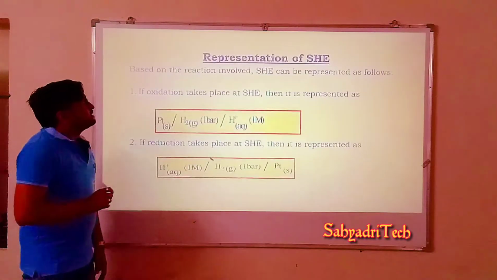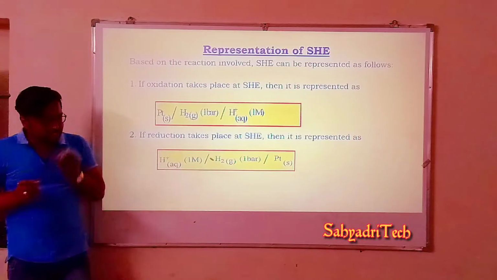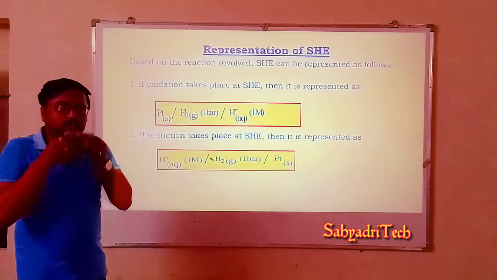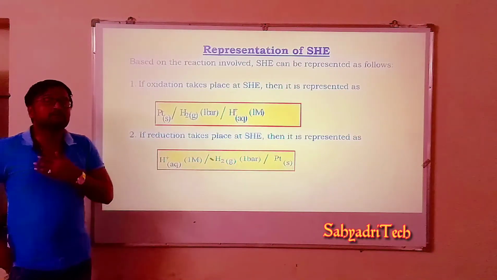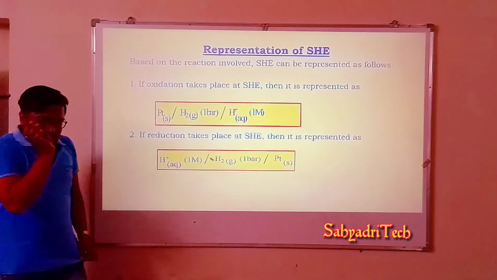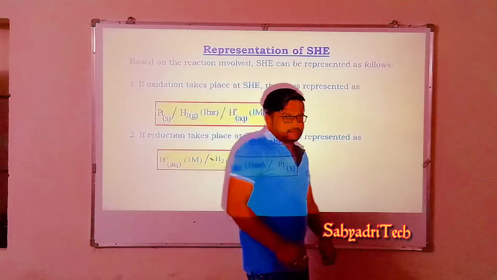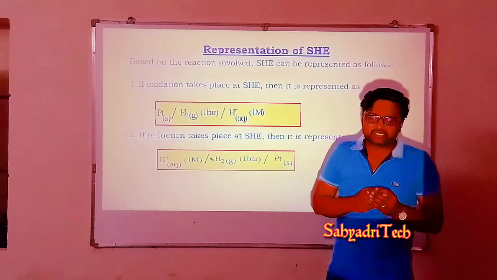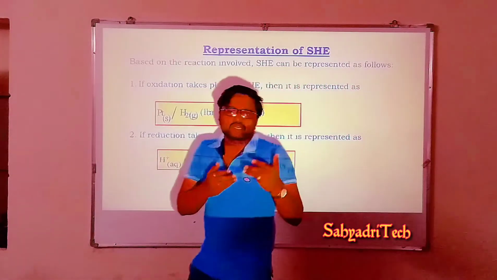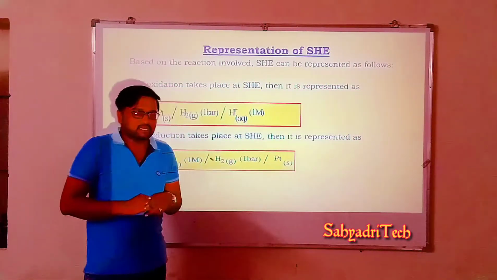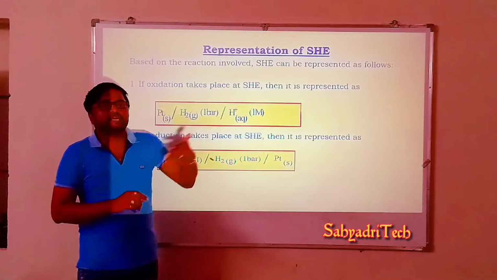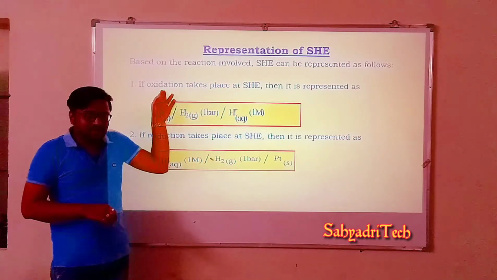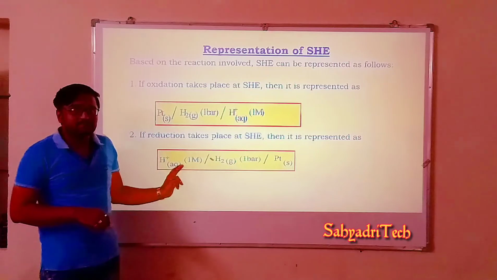Well, coming to the representation of SHE, as I said, it acts as a primary reference electrode, which is used to determine the electrode potential of other electrodes. It means by constructing a galvanic cell, the electrode whose potential is to be determined and SHE are both used to construct the galvanic cell. Based on the nature of the other electrode, SHE acts as either an oxidation half cell or a reduction half cell.